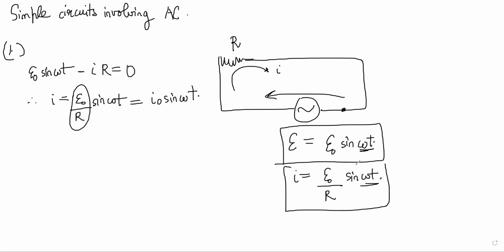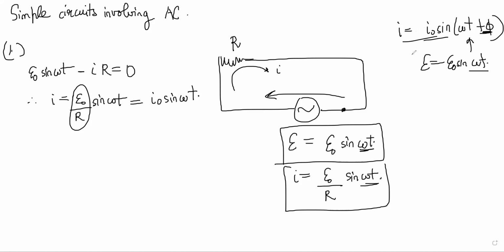Same phase means that when EMF becomes maximum at a certain moment in time, the current will also become maximum at that time. If it was slightly different, like I naught sine omega t plus phi, and EMF was E naught sine omega t, then the maxima are slightly displaced. You'll say that there is a phase difference then. Current will become maximum before EMF becomes maximum, so current is ahead of the EMF curve by some phi. But in this case, it is not like that.